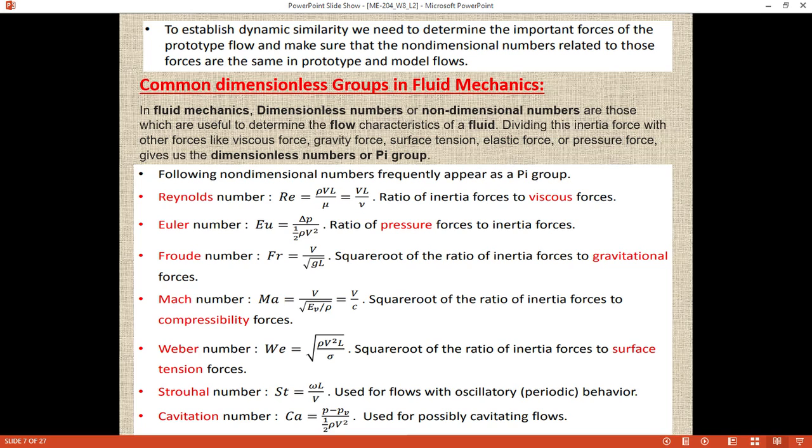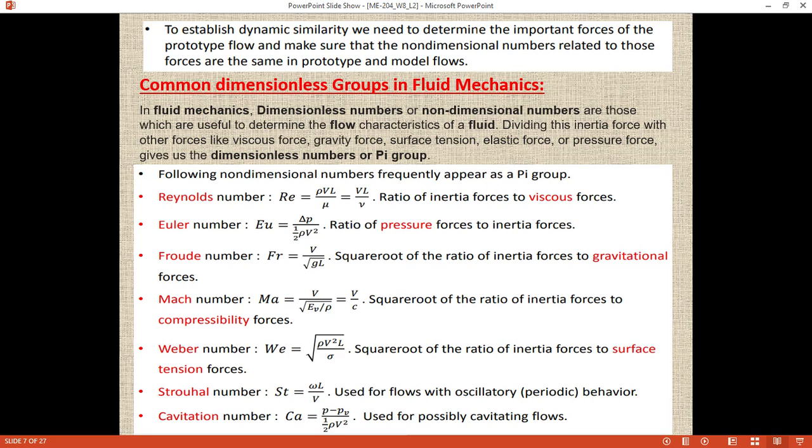Some of the pi terms or non-dimensional variables that are commonly repeated in most of the cases are just like rho V L over mu. That is basically the Reynolds number, and also other numbers, the Euler number, Froude number, Mach number, the Weber number, the Strouhal number. But here I will discuss four numbers normally used in most of the cases. So the most important is the Reynolds number.